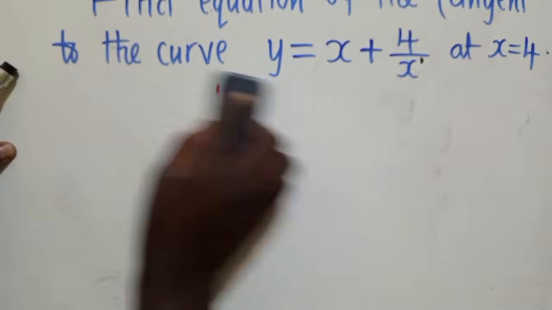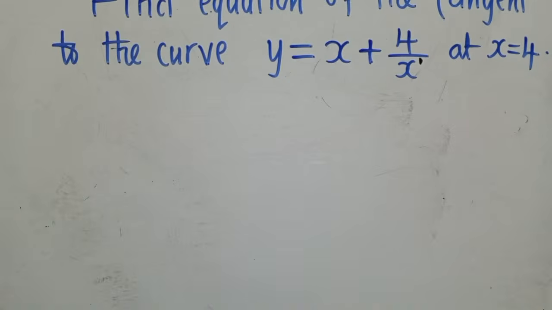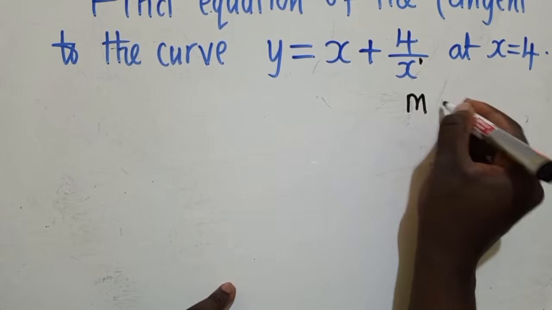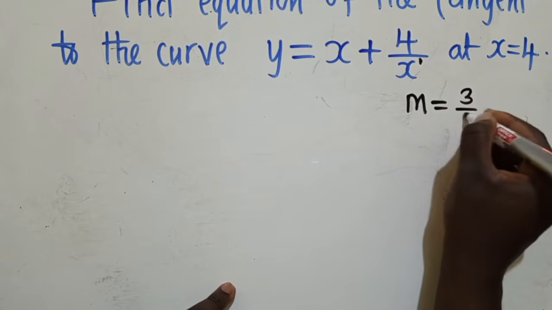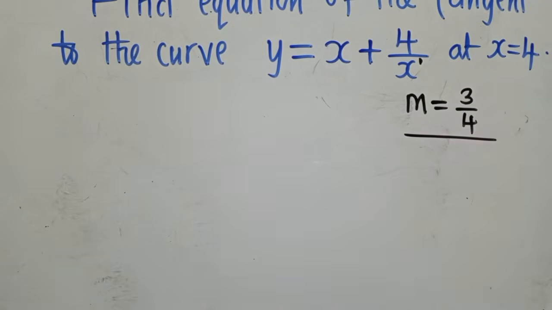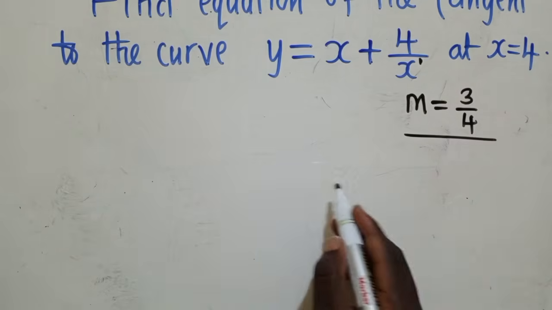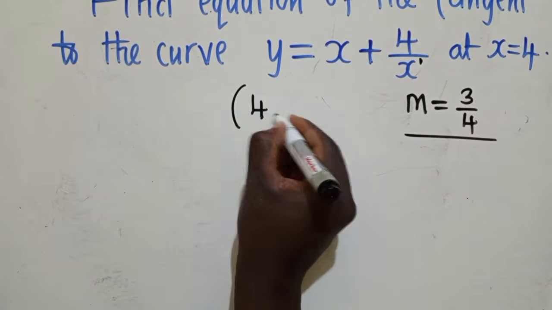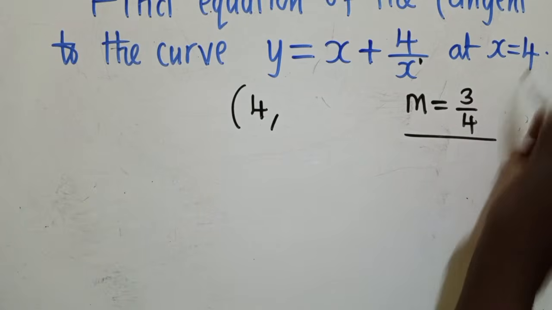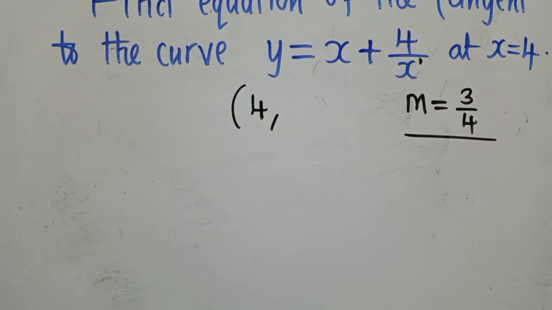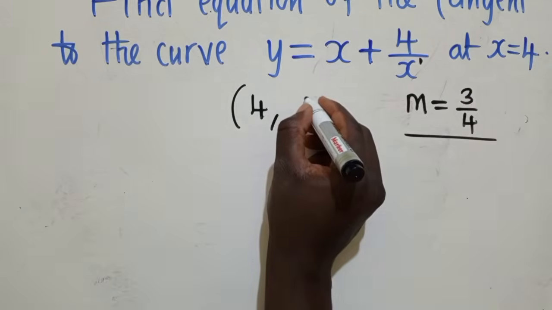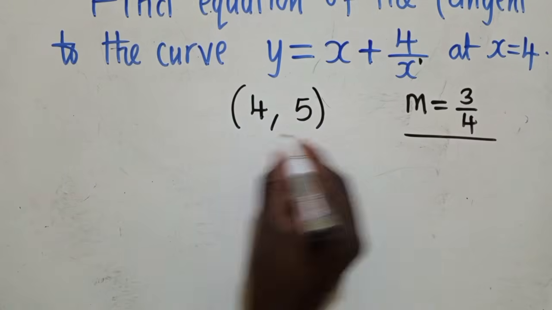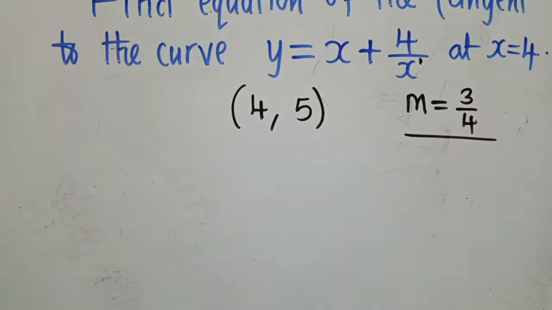Our gradient in this case, let me write it here, m is 3 over 4. We will maintain it. The other thing that we need to find is the coordinates of the point. We've been given an x of 4, so the other coordinate will be equal to 5. So it will be (4, 5).